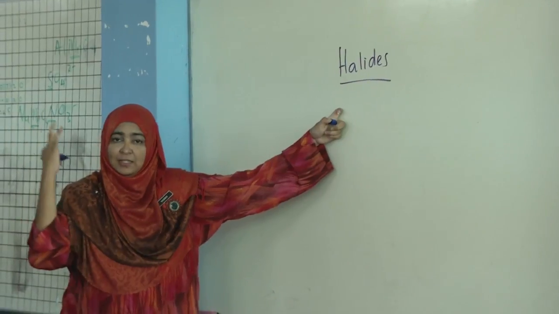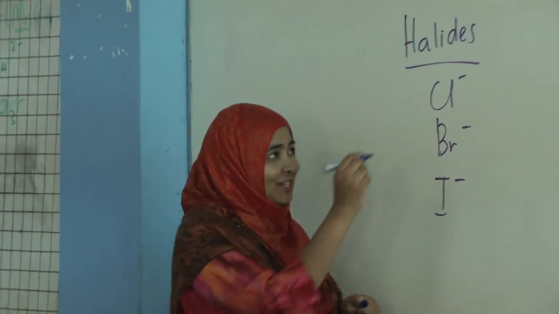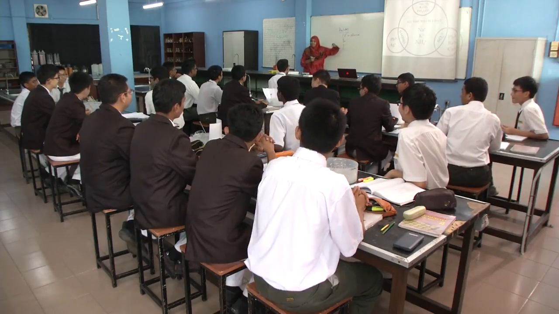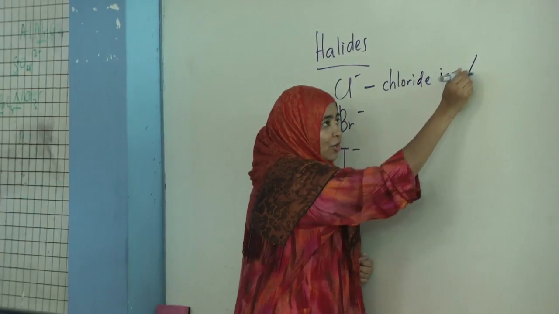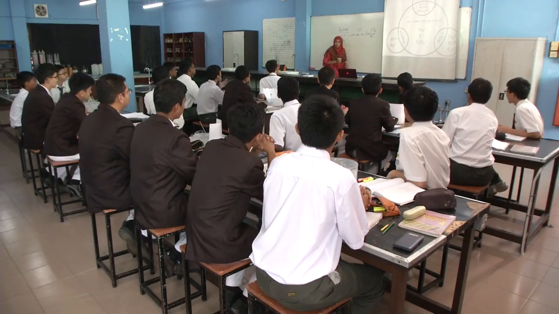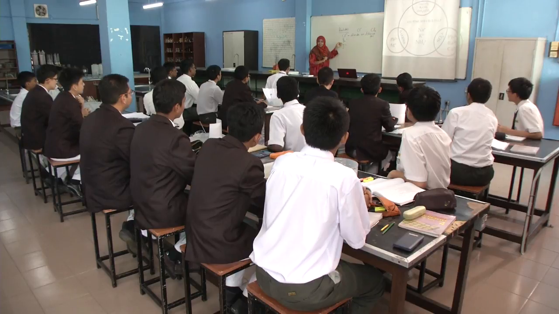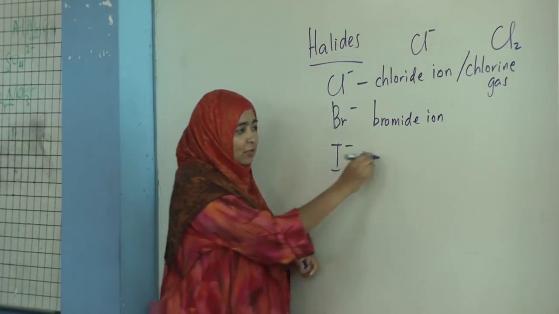Give me the three halides that we have learned so far. Br-, Cl-, I-. Okay, tell me what is Cl-? Chlorine, bromide, iodide. Chlorine? Is it correct? No. Okay, what is the correct answer? Chloride. Chloride, okay. Now, we say that this is chloride ion, but we say chlorine gas. This is Cl-, this is? Cl2. Okay? Notice the difference? Yes. Okay. Now, what about Br-? Bromide. Yes, bromide ion. I-? Iodide. Iodide ions.